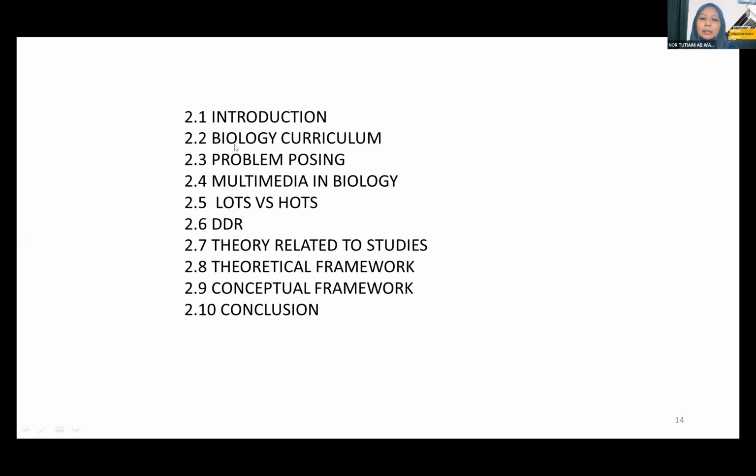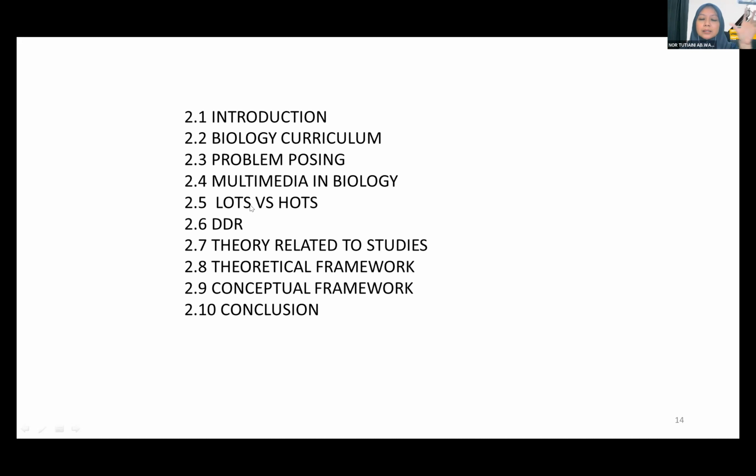And then I put it as biology curriculum, okay, which is my general subject area tadi. And then further with problem posing, further with multimedia, and then I put it in biology, okay, because my subject area is biology curriculum. And then my students' performance, I guna lots and hots instead of students' performance. But student performance tu dia macam tak unique kat situ, kan? So I guna lots versus hots. So perhaps in this particular topic, I will actually explain about what is actually lots, what is actually hots, and how it's actually implemented in the classroom.